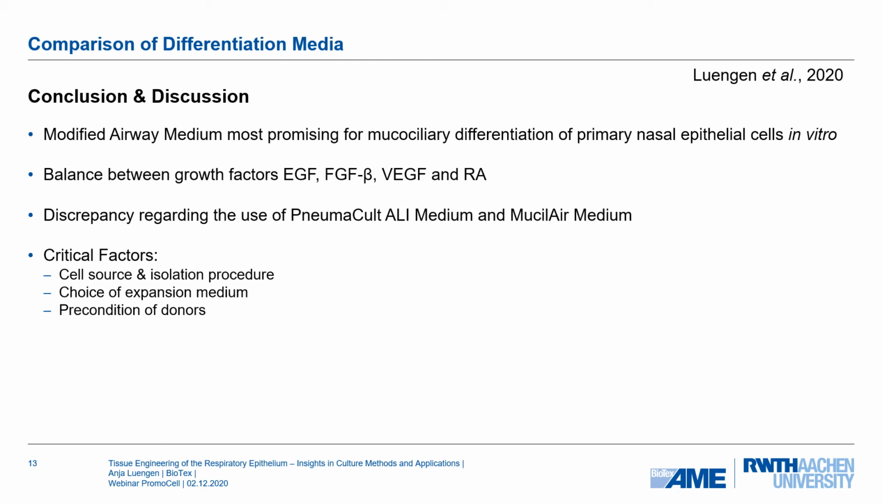To sum up our findings, we found modified airway medium to be the most promising regarding the mucociliary differentiation outcome in primary nasal epithelial cells. One major aspect seems to be the balance between the growth factors EGF, VEGF, FGF-beta and retinoic acid, although further research has to be done to evaluate the ideal balance between these growth factor concentrations.